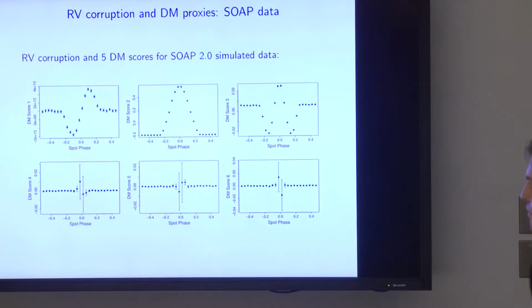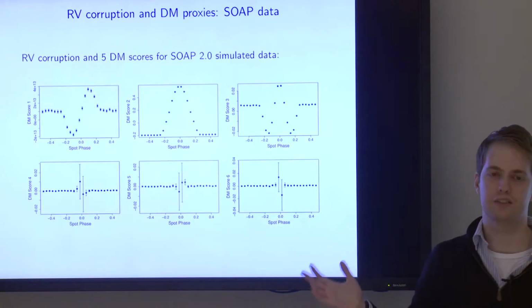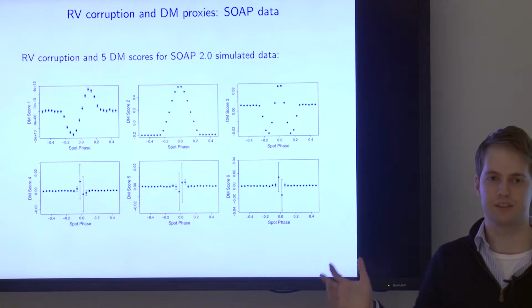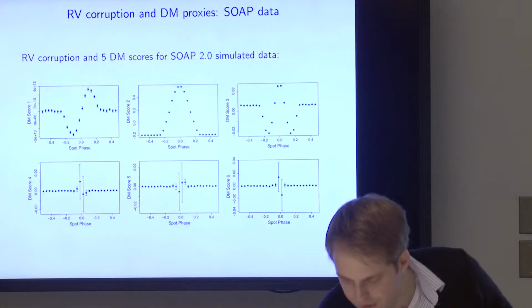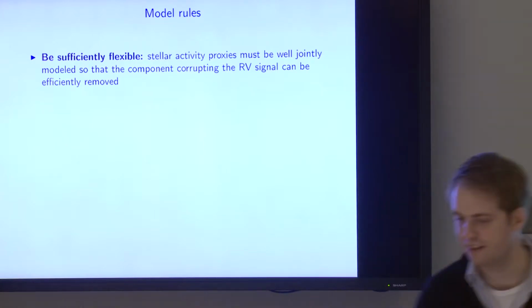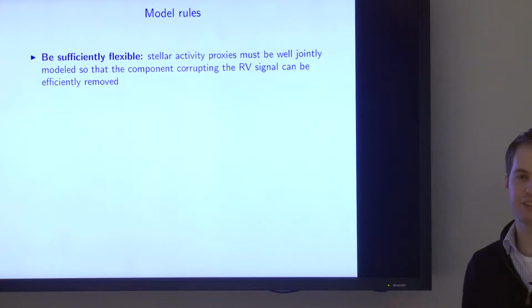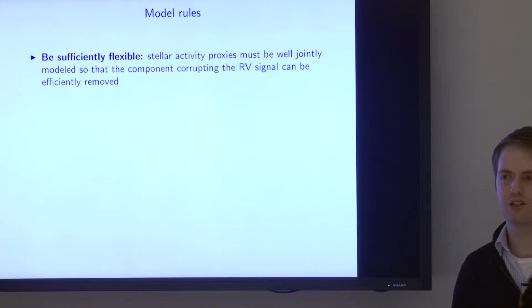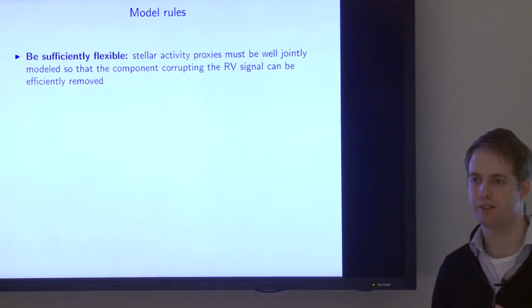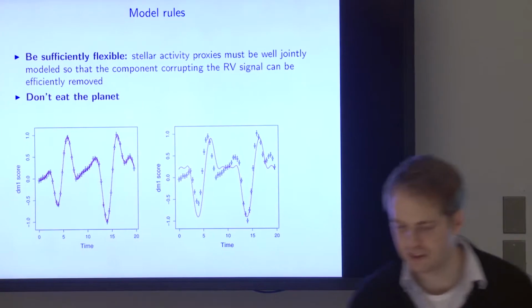So what we want to do is model, say, 3 of these signals as a joint Gaussian process. And so we're going to have some rules for the models. They have to be flexible, so they have to be able to capture these different signals. I showed you the Raj-Paul model was a bit off sometimes. And also, we mustn't eat the planet.